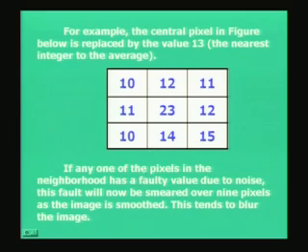If any one of the pixels in the neighborhood has a large or faulty value due to noise, this fault will now be smeared over all the 9 pixels as the image is smoothed. This tends to blur the image. That means this value will not only affect this pixel, but all these other pixels too, when you do averaging around the image. All the neighborhood pixels also will be affected.